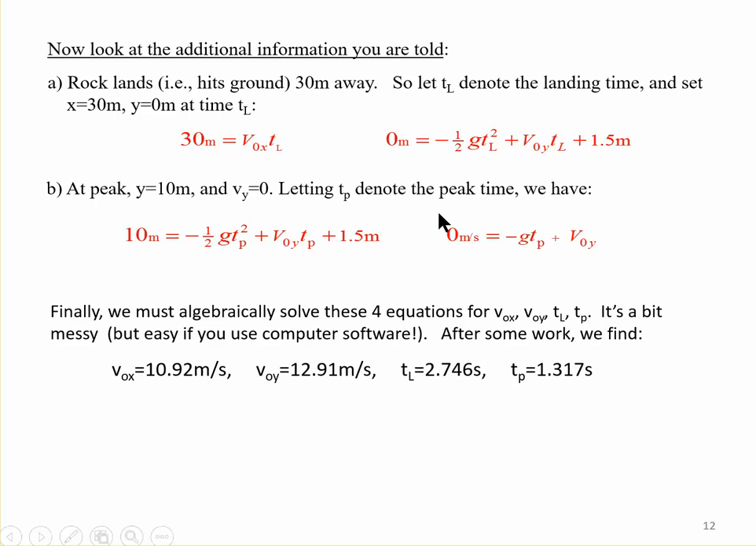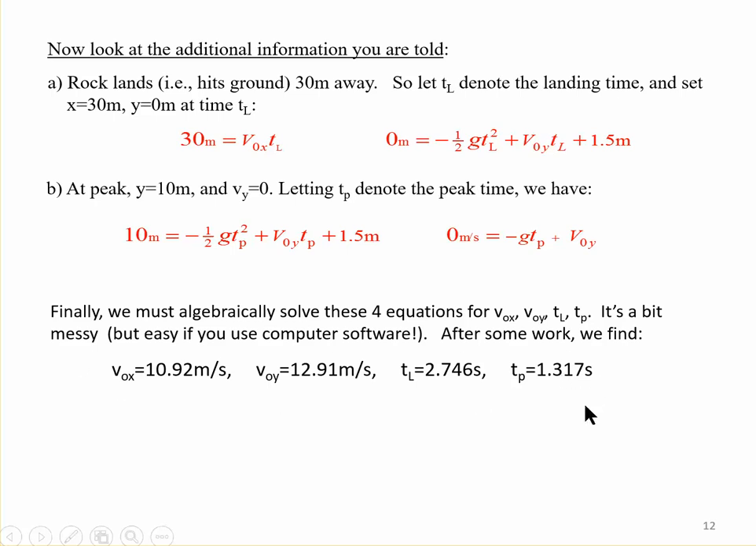So we go ahead and try to algebraically solve these equations. Now this turns out to be rather messy if you do it by hand, so you might want to use some computer software to do this. For example, you can plug this into Wolfram Alpha and it will solve it for you. When you do that, here's what you'll end up getting. v0x equals 10.92 meters per second. v0y is 12.91 meters per second. The time when it lands is 2.746 seconds. The time when it reaches its peak is 1.317 seconds.